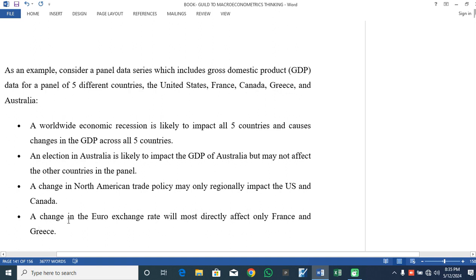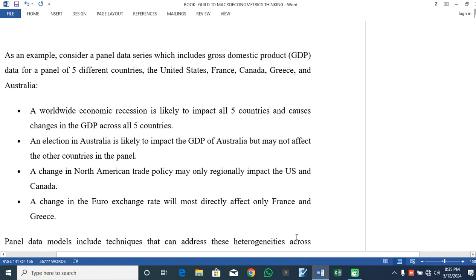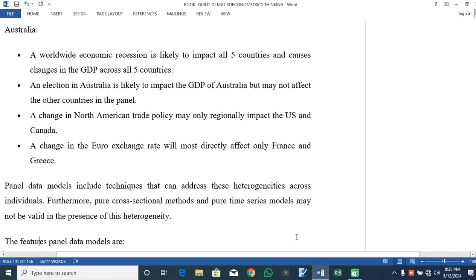Then lastly, a change in the euro exchange rate will most likely affect only France and Greece without actually affecting the United States, Canada, and Australia. So given these heterogeneities and differences across countries, the panel data regression will actually be a veritable tool in clearing up most of these intuitions and heterogeneities across countries.